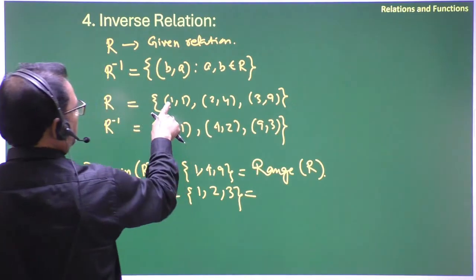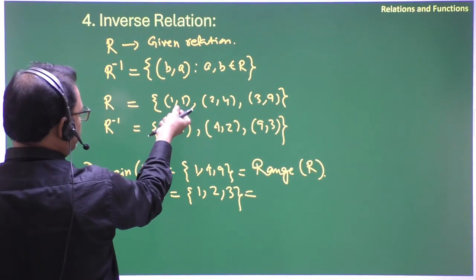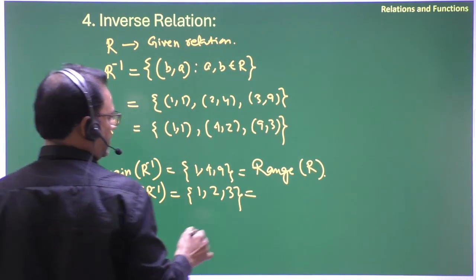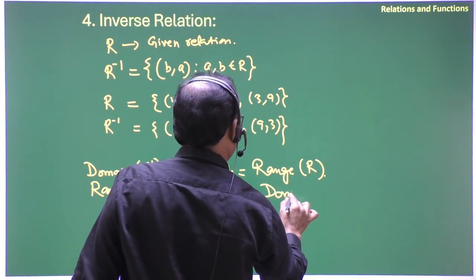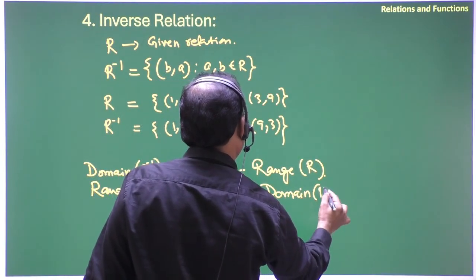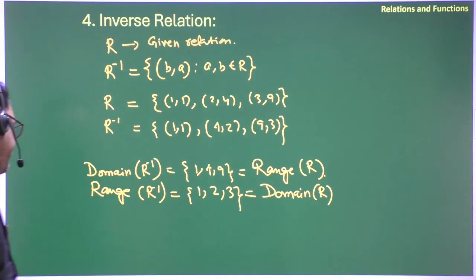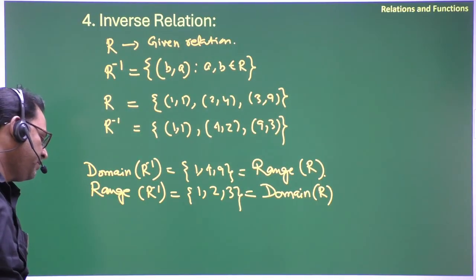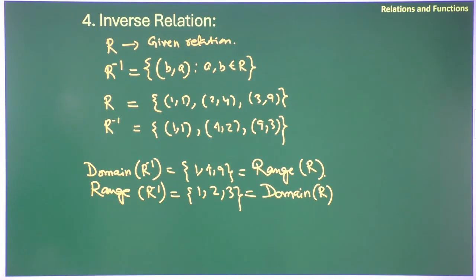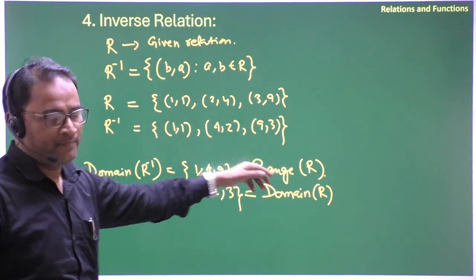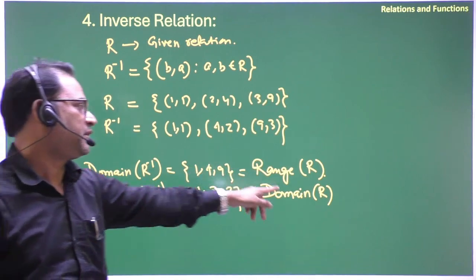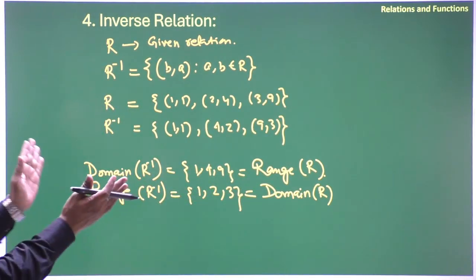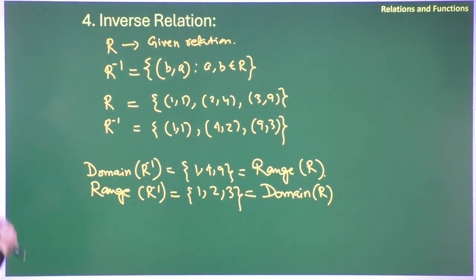And 1, 2, 3 are the first element of the relation R. So that is the domain of the relation R. I hope this part is clear to everyone. What is the relation between the domain and range of R and R inverse? Its domain is nothing but the range of R, and its range is nothing but the domain of R. So that will be interchanged. Domain becomes range and range becomes domain for the R inverse.